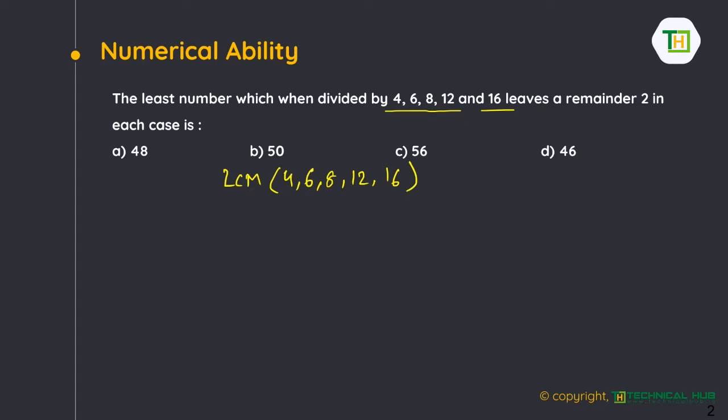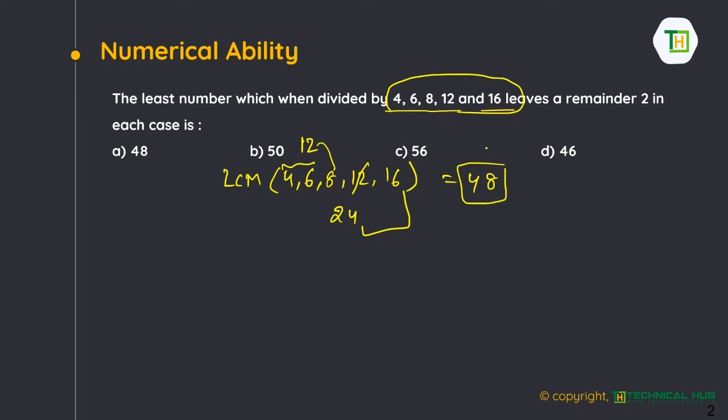Here, LCM of 4 and 6 is 12. And next 12 and 8, 24. 12 is already covered, right? 12 and 8, 24. And next 24 and 16, LCM of 24 and 16 is equal to 48. Therefore, LCM of all these numbers is 48. Suppose our question is, what is the least number which is exactly divisible by all these numbers? Then our answer is 48.